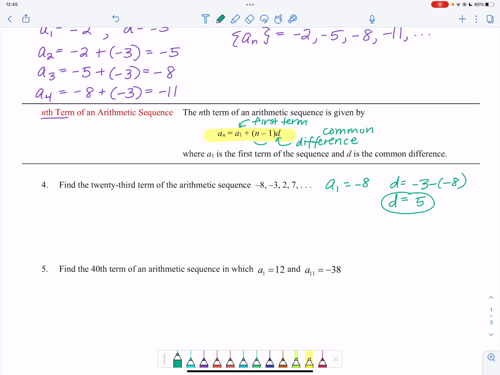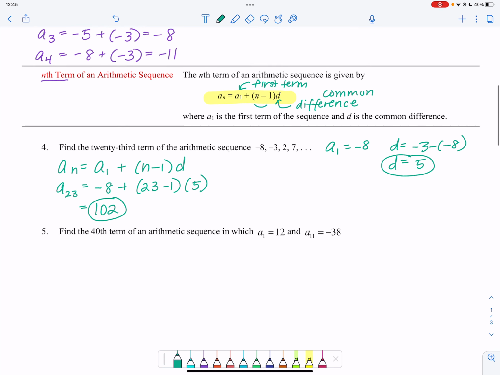So to find the 23rd term, a sub n is going to be a sub 1 plus n minus 1 times d. So if we're looking for the 23rd term, we'll take that first term and then we'll multiply our difference by 23 minus 1. So if you work that out, you will come up with the 23rd term is going to be 102.